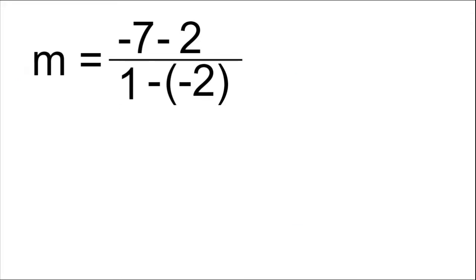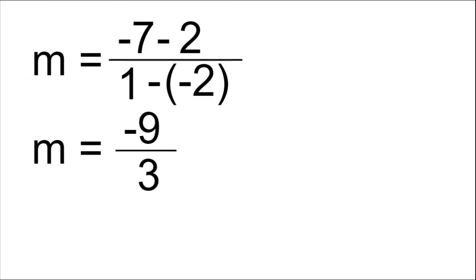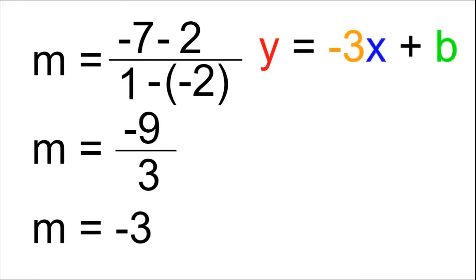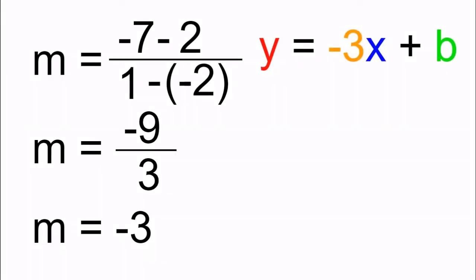Now we simply solve this. So -7 minus 2 is -9, and 1 minus -2 is 3. So m equals -9 over 3, and we can simplify this as m equals -3. Now, instead of writing y equals mx plus b, instead of m, we could write our slope, -3. So y equals -3x plus b.